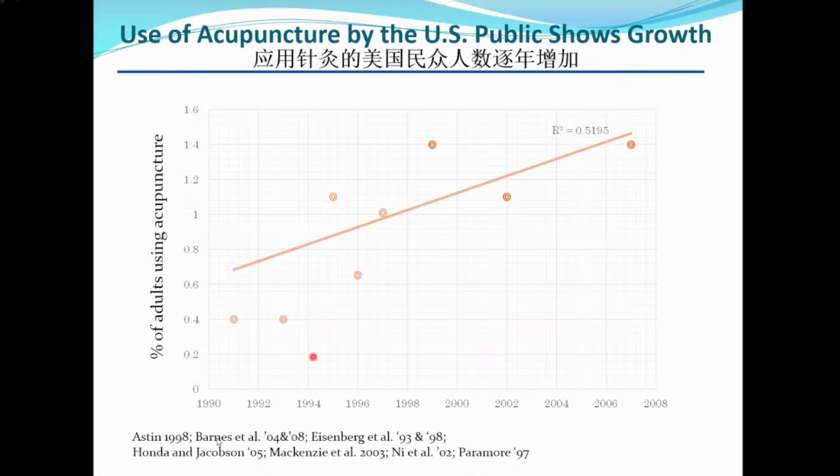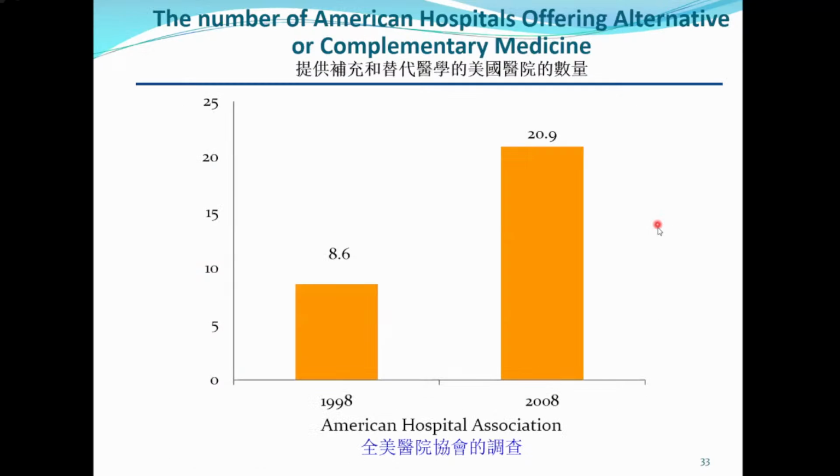There are lots of surveys from different researchers. They found that acupuncture patients increase every year, gradually increasing, going up linearly. And also the American Hospital Association made a survey. In 1998, they found that for every 100 hospitals, about 8.6 hospitals provide so-called alternative and complementary medicine, which mostly includes acupuncture service.